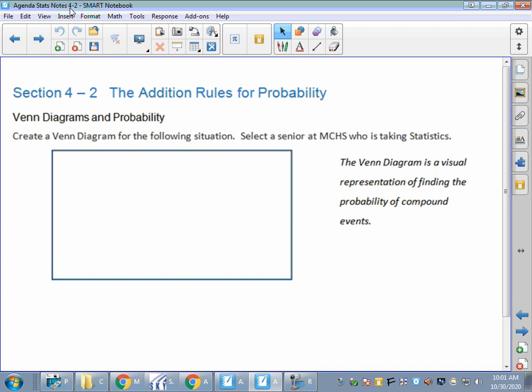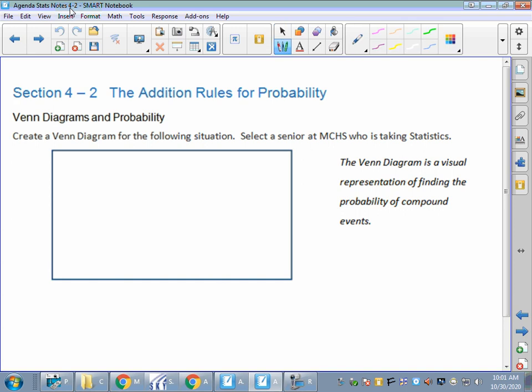So we're talking about probability. Remember, chapter 4 is all about probability, which is the basis for inferential statistics. So we're going to talk about addition rules. This is a very instinctive thing. You've already done this. You know this. We're just putting it into more formal terms. So please don't overthink this because you know this.